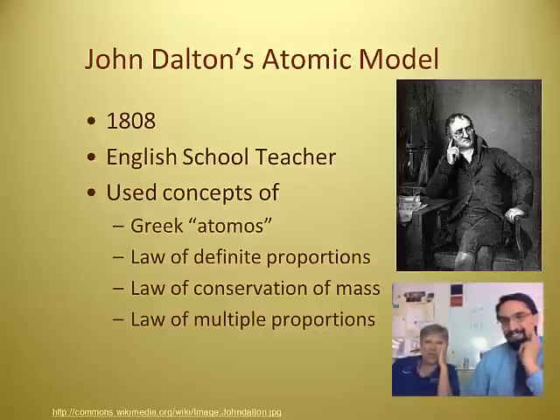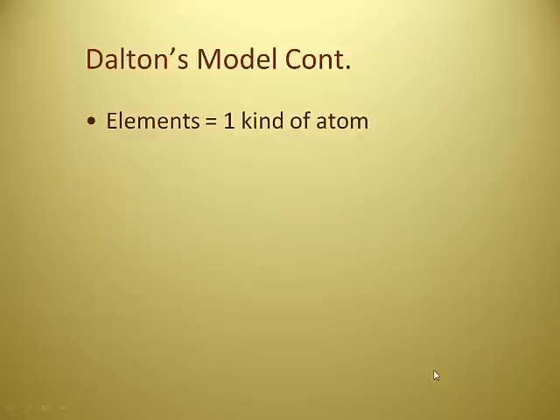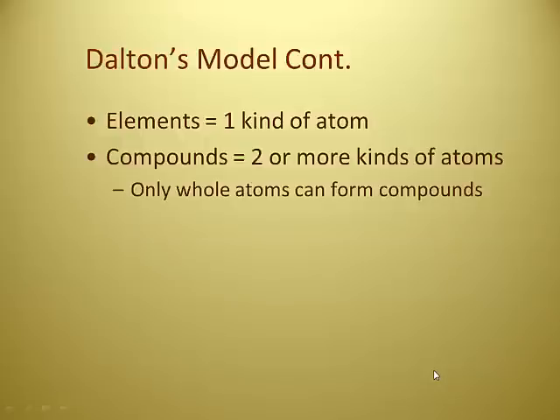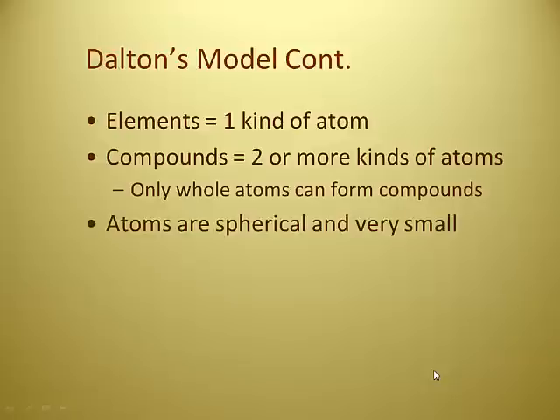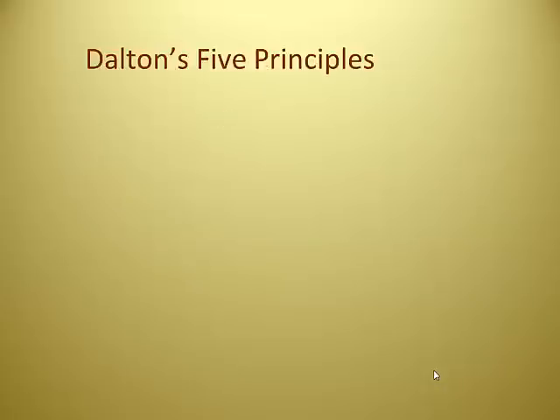Natural philosophy. Okay. So what Dalton comes up with is the fact that elements are one kind of atom. He comes up with the idea that compounds are made of 2 or more kinds of atoms, and only whole atoms can form compounds. You can't split an atom in half, and atoms are spherical and very small, and this is what his model actually talks about here.